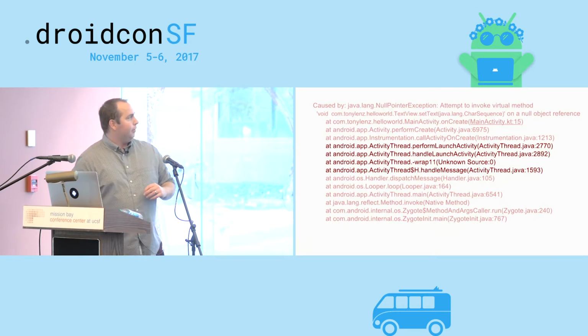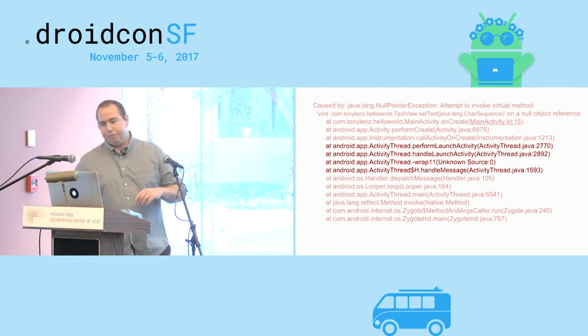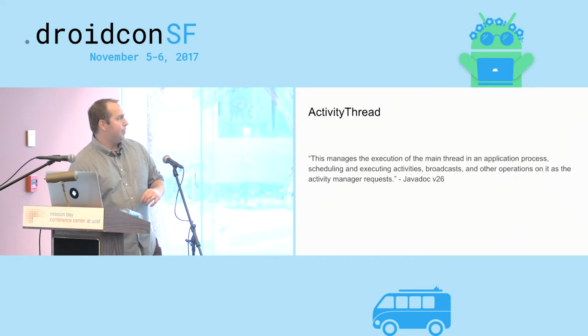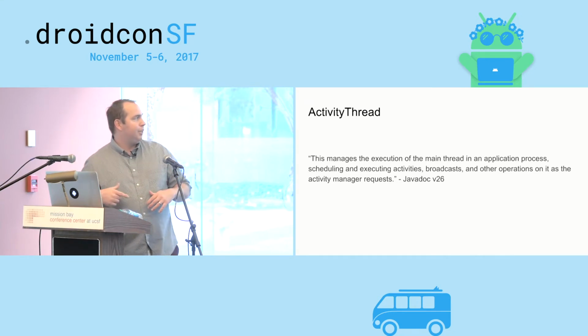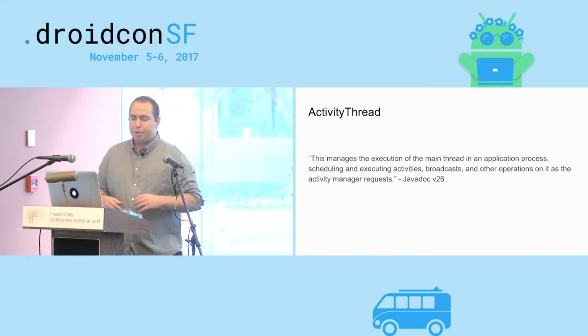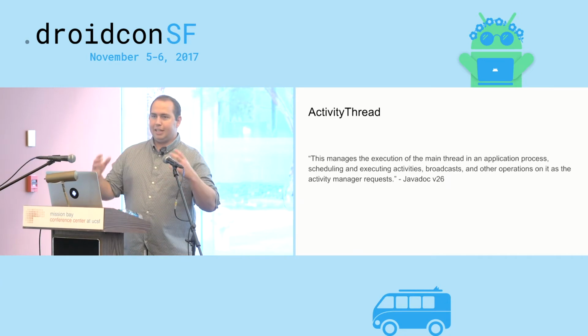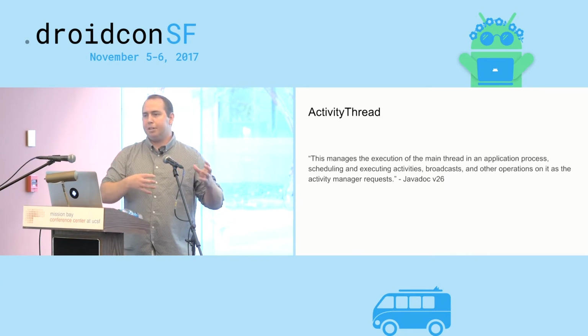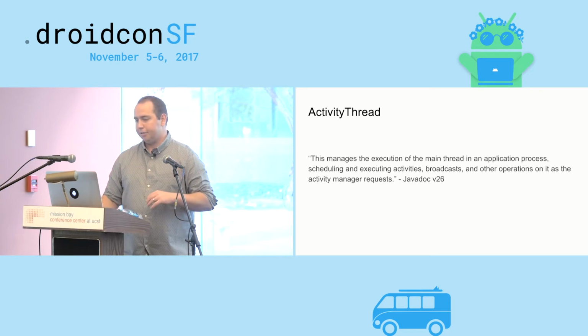So this other part, activity thread. Activity thread is, I'm going to just read off the documentation for you. This manages the execution of the main thread in an application process, scheduling and executing activities, broadcasts, and other operations on it as the activity manager requests. So this is basically the handle from the system to your application for those application components.